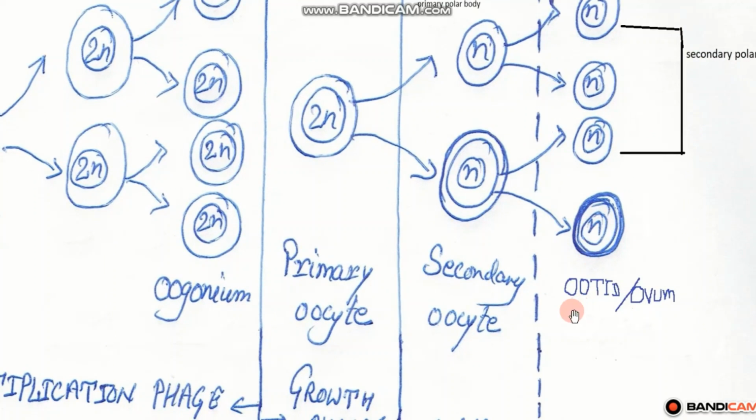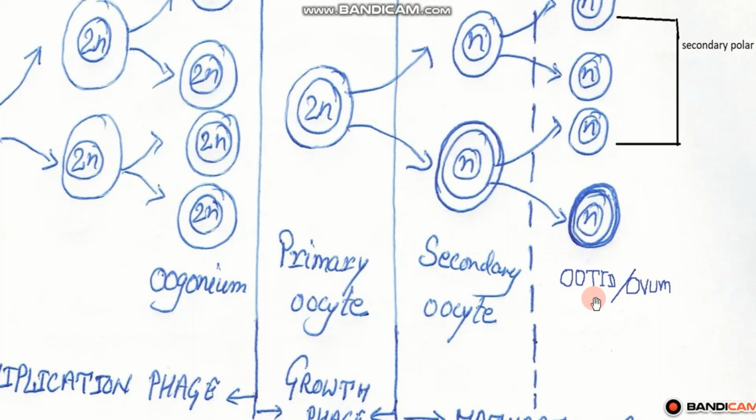This cell is known as the oocyte. You can also say ovum, but clearly it is known as the oocyte. After some changes, it will convert into an ovum. So it is known as an oocyte, not an ovum. You can say ovum, but it will convert into a structure known as the mature ovum. I will teach you about the mature ovum in the next video.